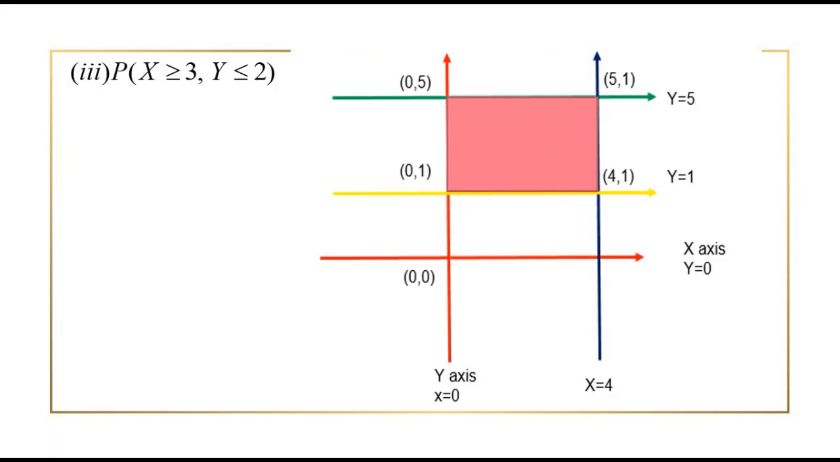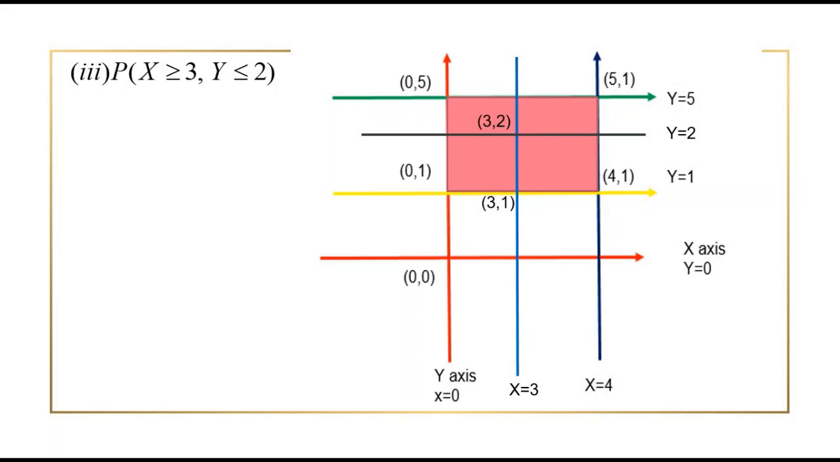Draw the base region. This is our base region. Now we have to draw the region where we should find the probability, that is x greater than or equal to 3 and y less than or equal to 2. Draw the line x equal to 3. This is our line x equal to 3 and these are the points (3, 1). Draw the line y equal to 2. So these are the points (3, 2) as well as (4, 2).